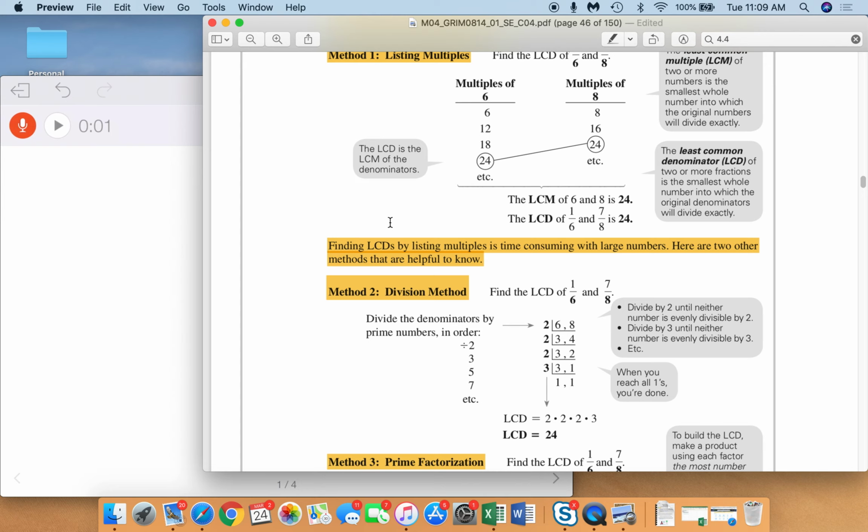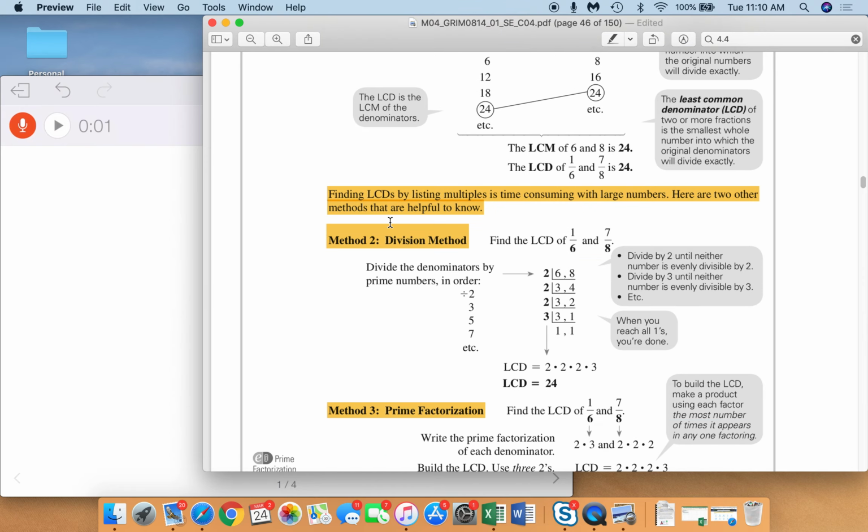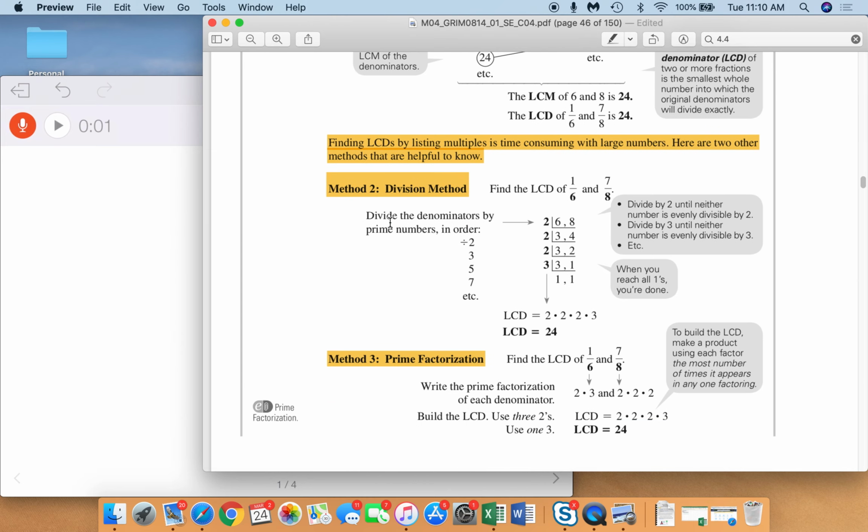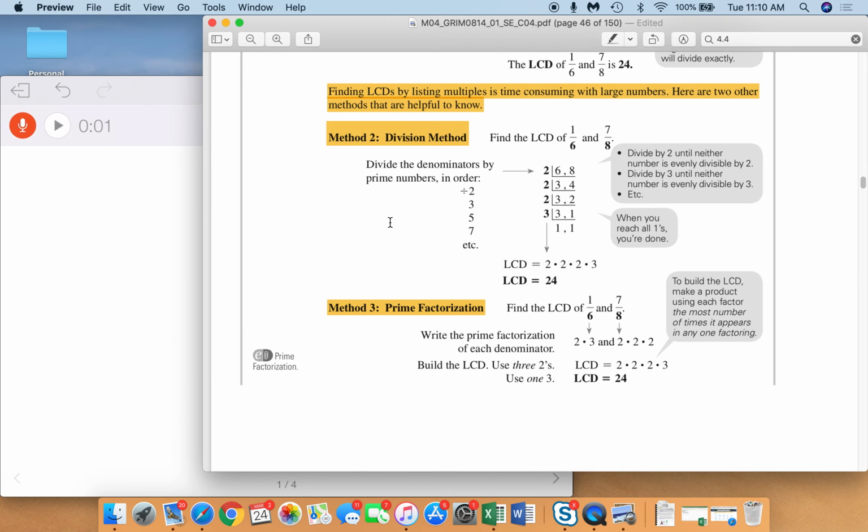Finding LCDs by listing multiples is time consuming with large numbers. It works really well for small numbers like 6 and 8 or 7 and 50, or maybe 7 and 4. But once you start getting up into bigger numbers, it's really time consuming and it would not make sense. If you had something like 256 and 13, you wouldn't want to mess with that. So there are two other methods that we're going to be using probably more throughout the semester, so get very familiar with these. Method 2 is the division method.